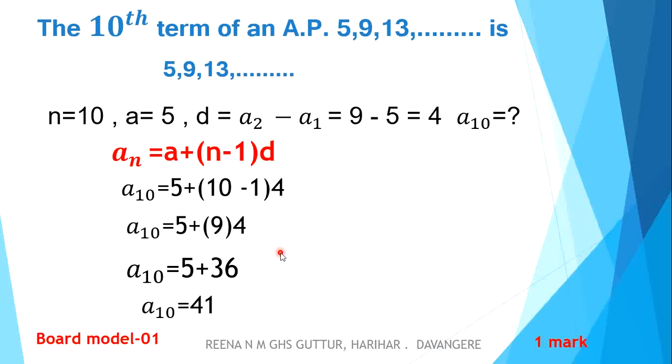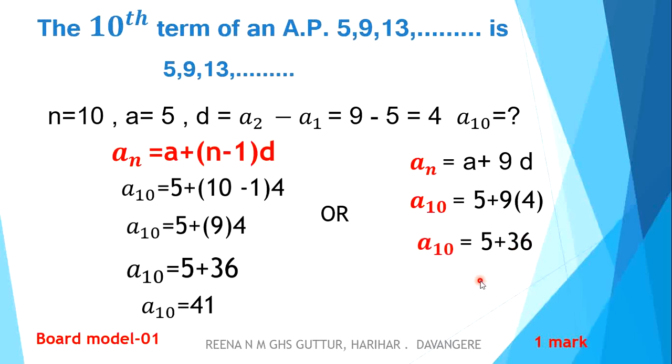This question can be asked for 2 marks also. When they ask it for 2 marks, solve like this. Otherwise, we can solve this type also. Or an is equal to a plus 9d. So substitute the value of a and d in this equation. So we get 5 plus 9 into 4, that is 36 plus 5. So a10 is equal to 41. So for 1 mark you can directly find it in this method also.